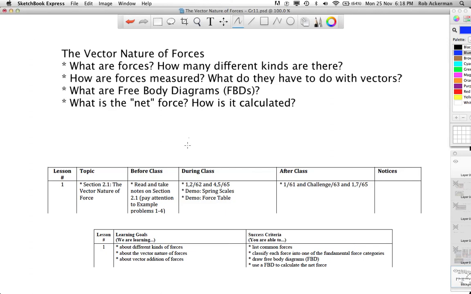Thanks for watching. Topic of today's video is the vector nature of forces. And at this point in the course, we're going to start looking at motion in a slightly different way than we have up till now.